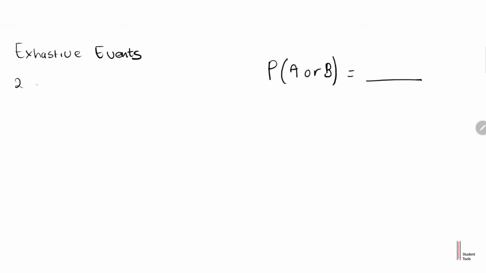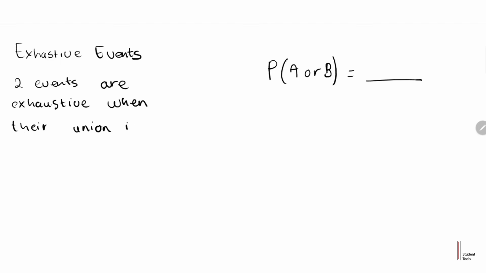Two events are exhaustive when their union is equal to the sample space. All right, so that's the definition for exhaustive events. Two events are exhaustive when their union is equal to the sample space.